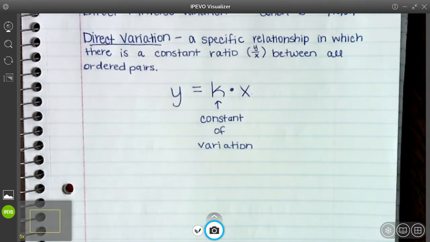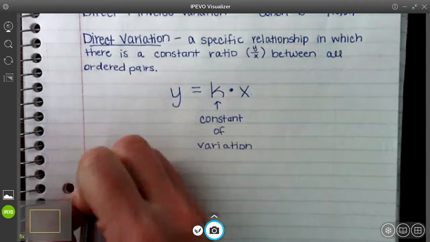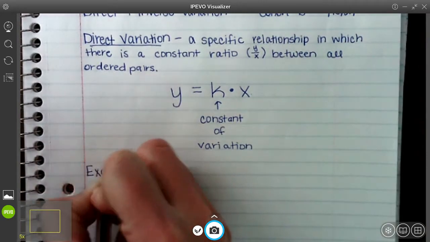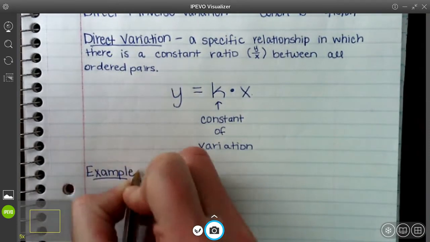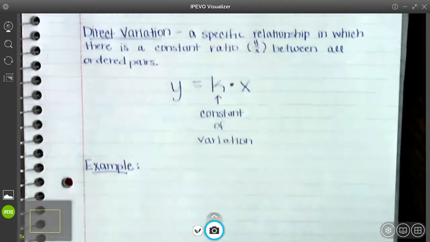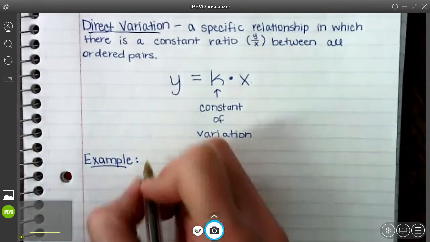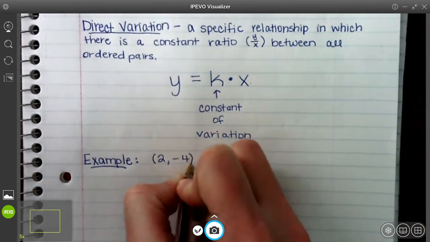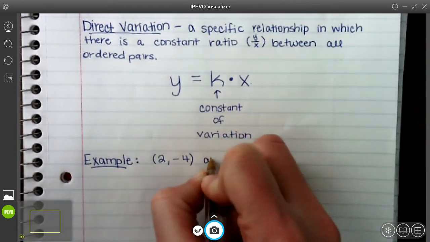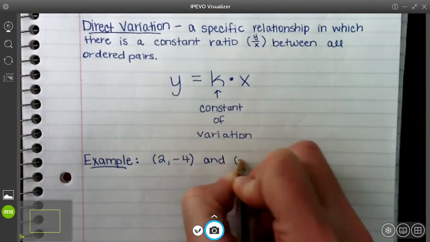Does everybody have that written down? I want to do one example, kind of the long way, and then we'll talk about the short way, because these are pretty simple problems. But I want to show you, so if we have two ordered pairs, and the idea behind this is we're going to end up finding a missing value.